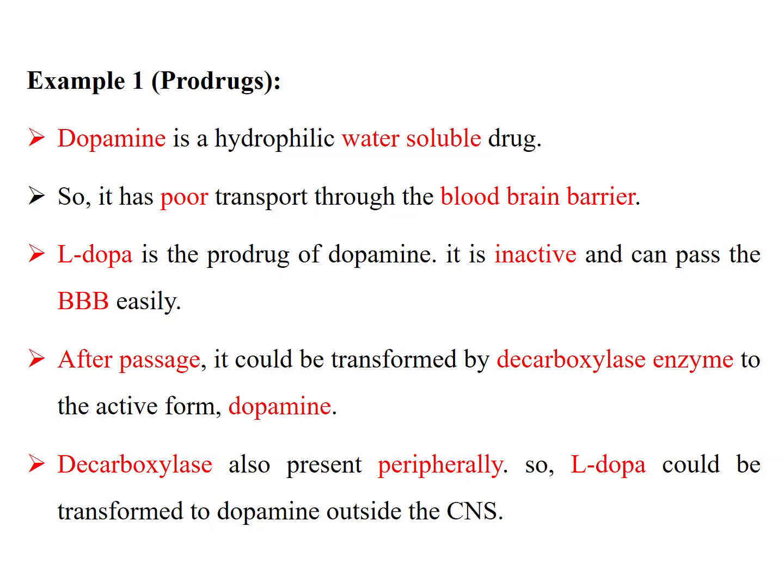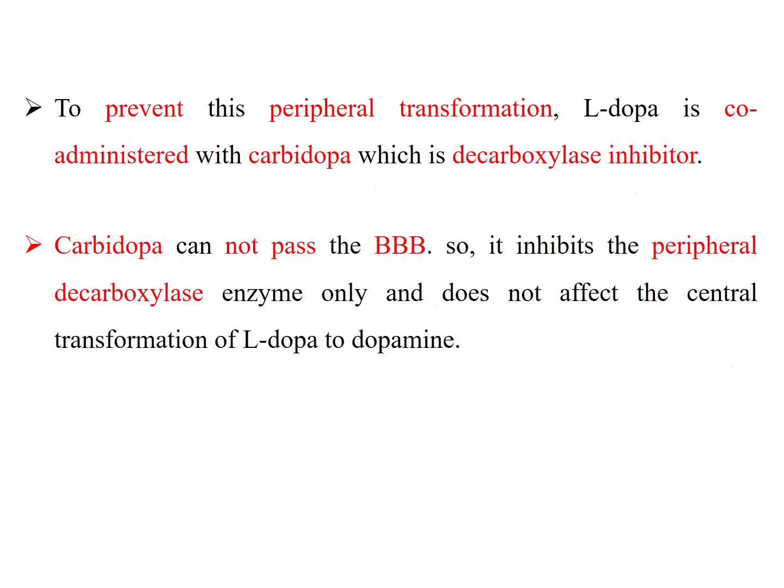However, decarboxylase is also present outside the central nervous system, so L-DOPA can be converted to dopamine peripherally. To prevent peripheral transformation, L-DOPA is co-administered with carbidopa, a decarboxylase inhibitor. Carbidopa does not cross the blood-brain barrier, so it only inhibits peripheral decarboxylase and does not affect central transformation of L-DOPA to dopamine.